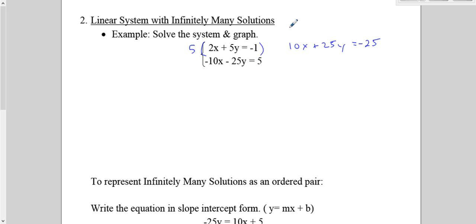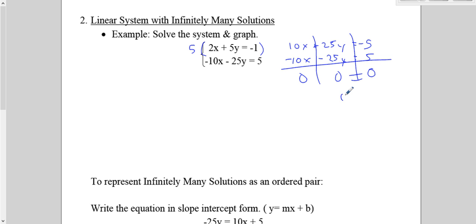No, it is -5. Okay. And then the second equation is -10x minus 25y equals 5. When I set this up and add, I get 0, 0, and 0, and 0 equals 0. So that is infinitely many solutions, IMS, okay?